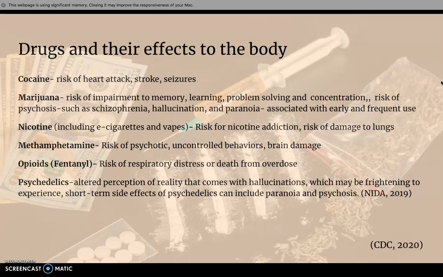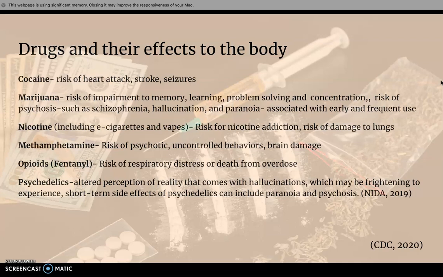So here are some drugs and their effects on the body. Cocaine has an increased risk of heart attack, stroke, and seizures. Marijuana carries a risk of impairment to your memory, learning, problem solving, and concentration, as well as a risk of psychosis associated with early and frequent use. This can lead to schizophrenia, hallucination, and paranoia. Nicotine, this includes e-cigarettes and vapes. Using nicotine has a risk for nicotine addiction, as well as a risk for damage to your lungs.